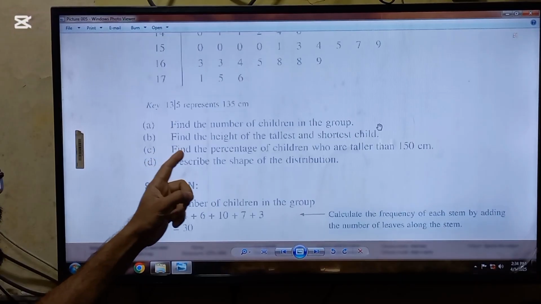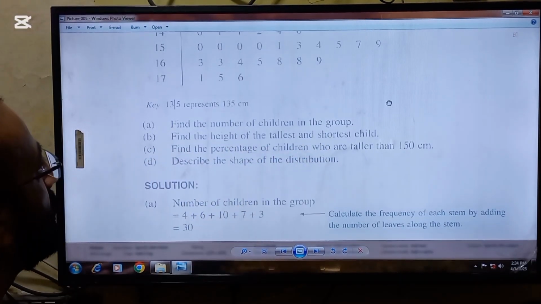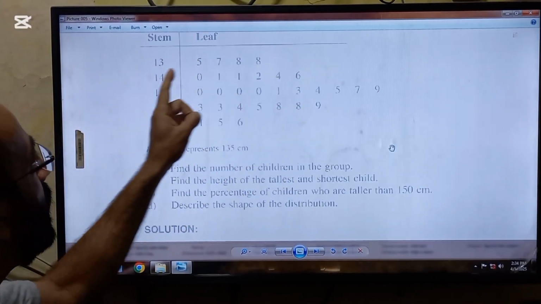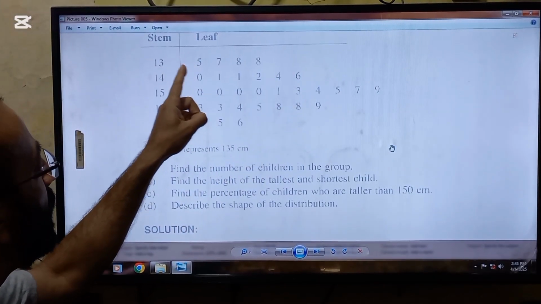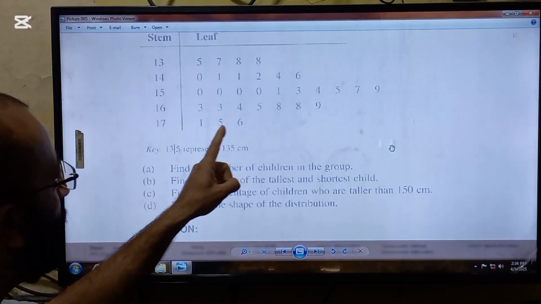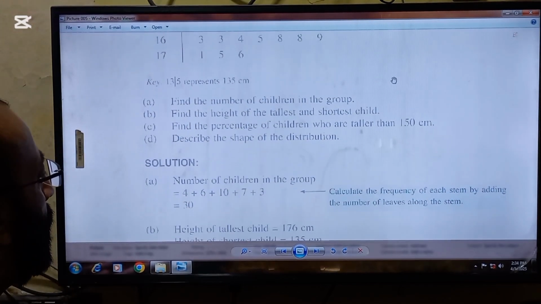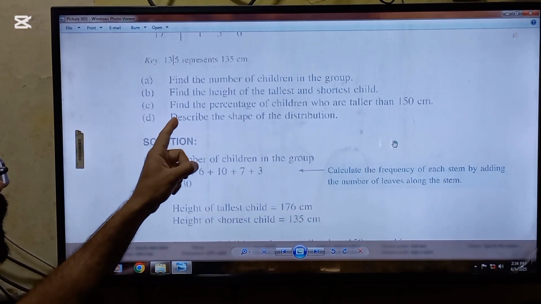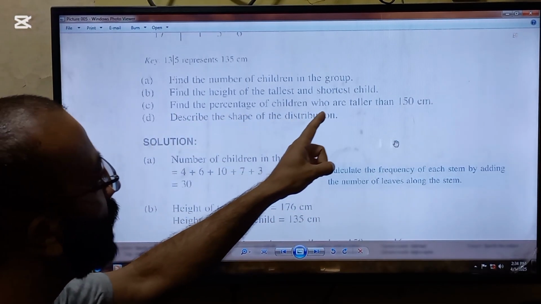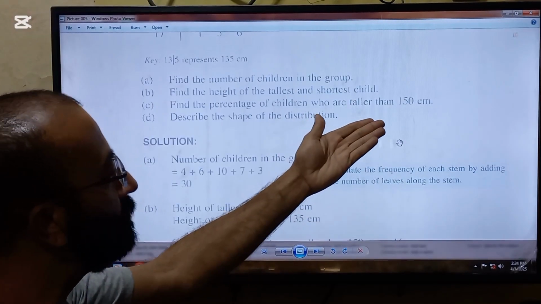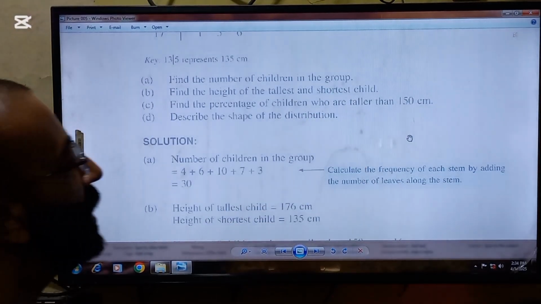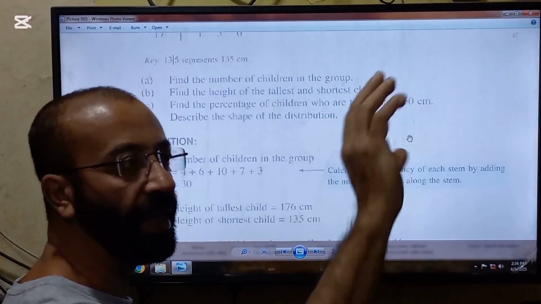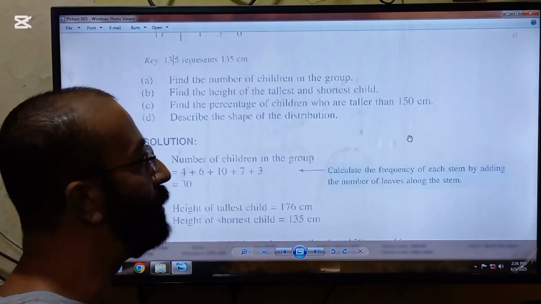The second part's requirement is to find the height of the tallest and the shortest child. So from the stem and leaf diagram, we can clearly see 135 centimeters is the shortest length, and 176 centimeters is the maximum length. So here are the answers. C's part requirement is to find the percentage of the children who are taller than 150. In this part, the number of children who are more than 150 centimeters should be placed in the numerator, and 30 in the denominator, multiplied by 100%.